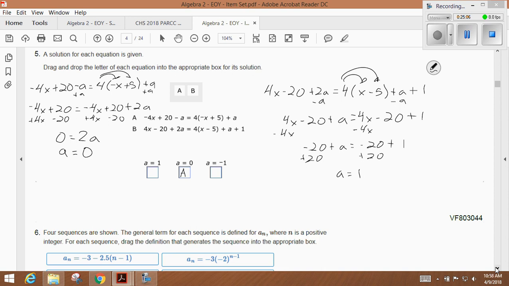Which means that b goes in the a equals 1. Don't freak out. Don't freak out, but you're not going to put anything in that other box. You're going to leave it blank. Really? Yeah. But it still works if you split it. Yeah, it would work.